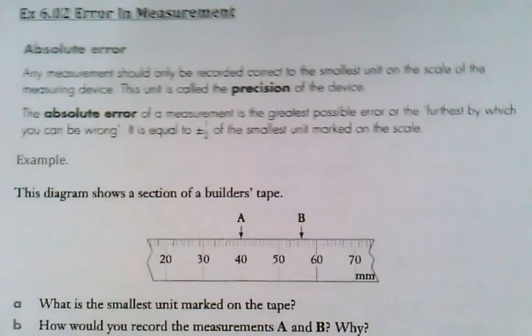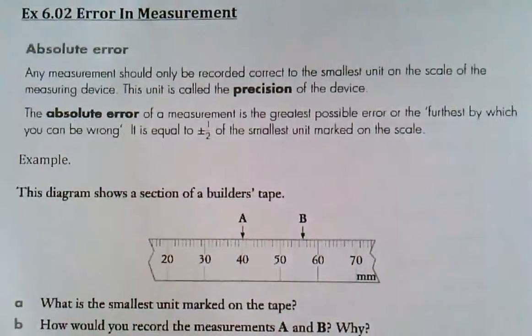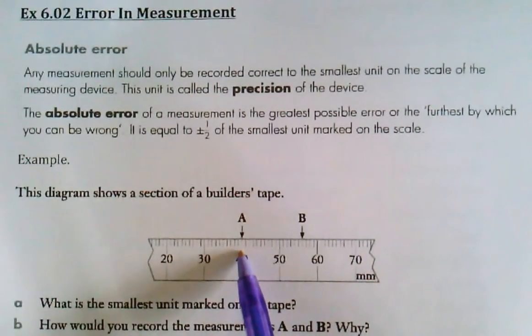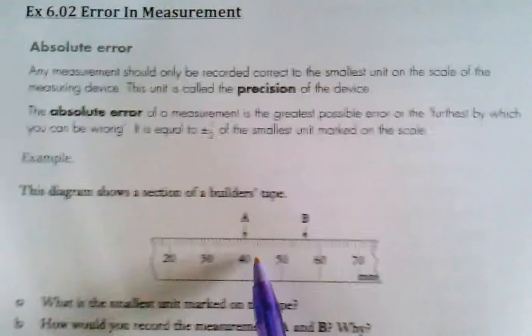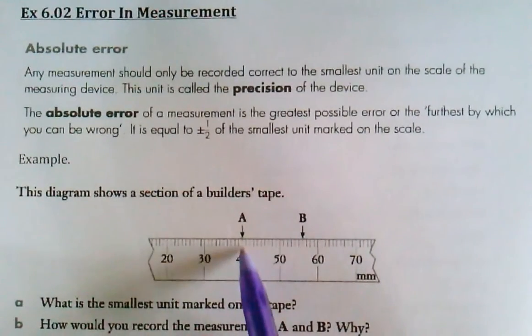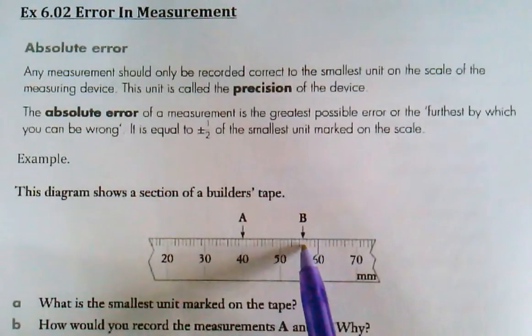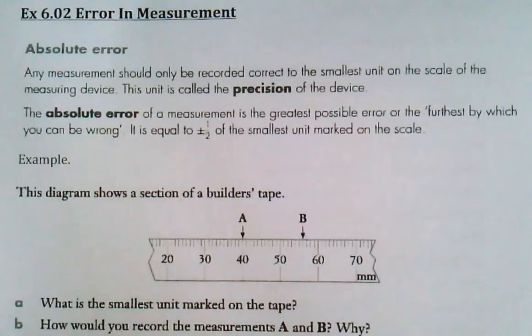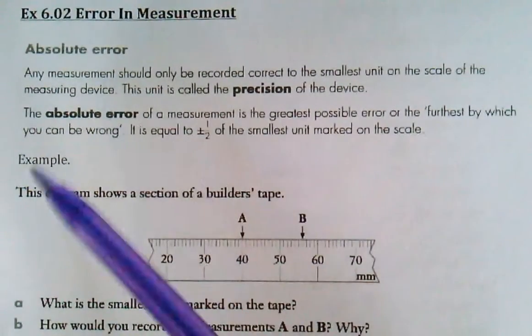Now, error in measurement. This is all it is about: when you decide, you might say 40 millimetres, for example here. How do I know I'm going to call it 40 millimetres or 41 millimetres or 56 millimetres? When do you decide? Isn't it when it's closer to that little line? So that's what we're looking at. Now, it says absolute error.